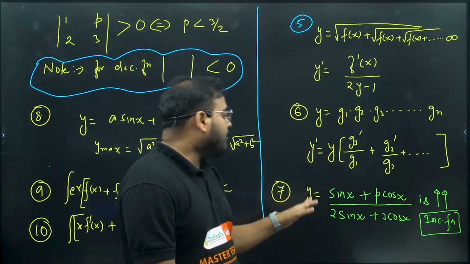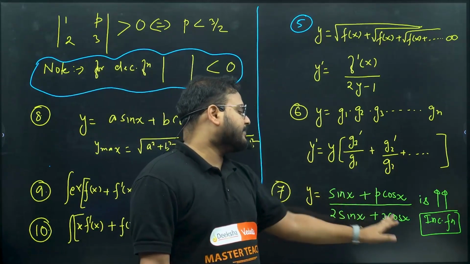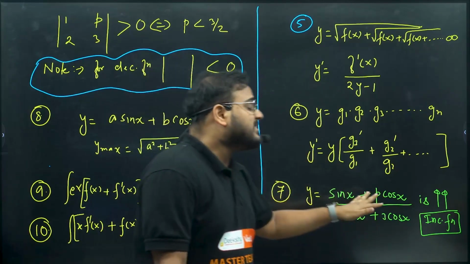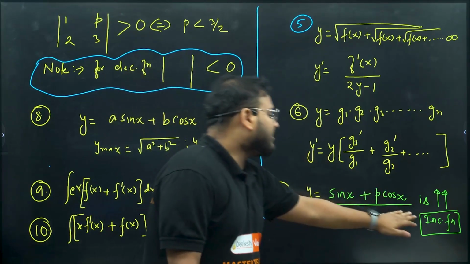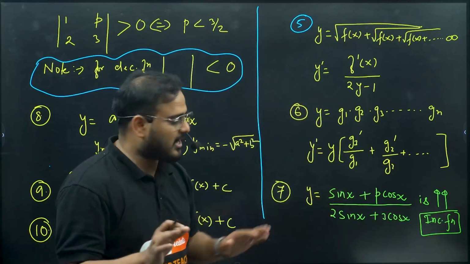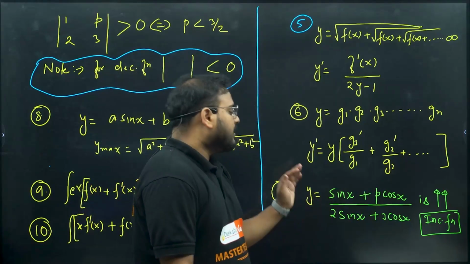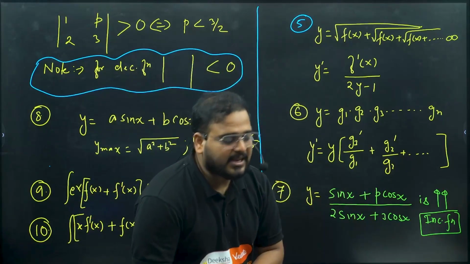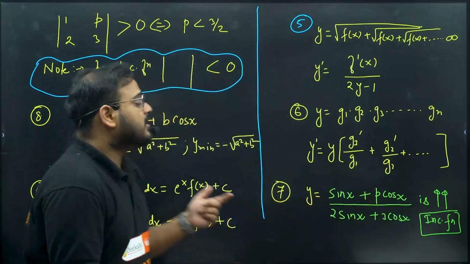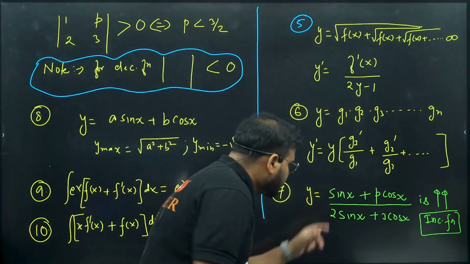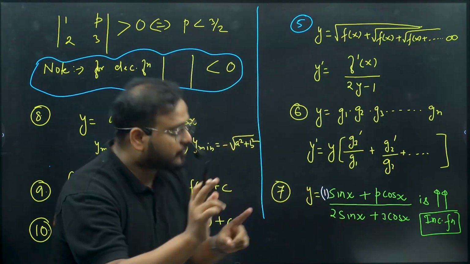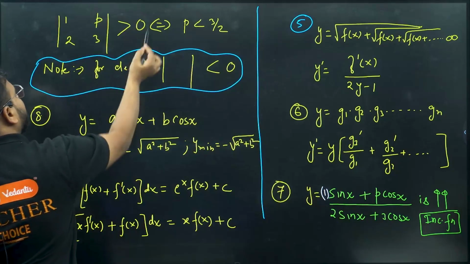Seventh one. If you have a question like this, y equal to (sin x plus p cos x)/(2 sin x plus 3 cos x). Basically, a sin x plus b cos x like this is given. And they're asking what? Increasing, decreasing nature. What are you going to do? Let's say in this case, they have given this function is an increasing function. In this question, I've taken an example directly, okay? So in this case, the function given to you, y equal to (sin x plus p cos x)/(2 sin x plus 3 cos x), is given as an increasing function. What is the case? Simply take the determinant of the coefficients. So we have 1 here, p here, 2, 3. Take the determinant of that, (1, p, 2, 3), and put it greater than 0.